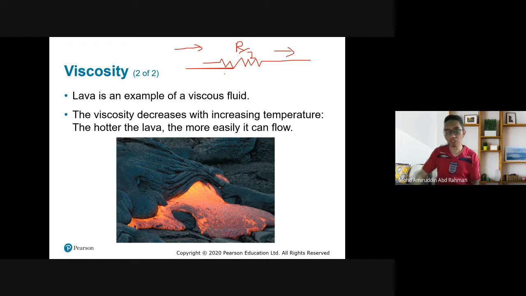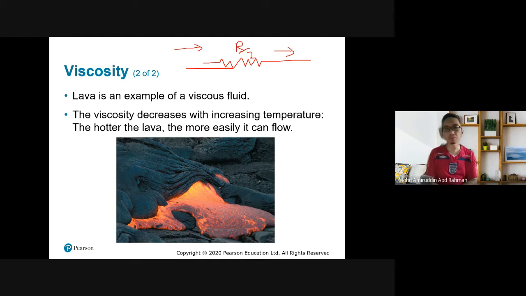The viscosity is related to the temperature. When the temperature is increased, at the hot area, then the viscosity is less, meaning that the fluid is more easy to move. For example, here we have lava. Why is lava easier to move when it just pops up from the volcano mountain?